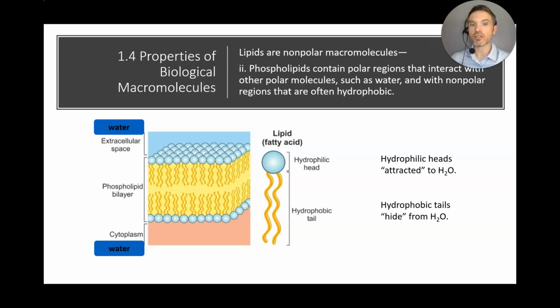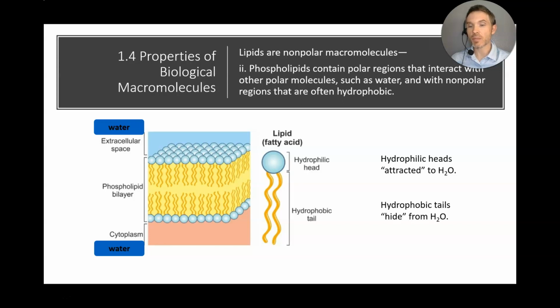Phospholipids contain polar regions that interact with other polar molecules, such as water, and nonpolar regions that are often hydrophobic. This right here is an example of a phospholipid. You notice that a phospholipid has a hydrophilic head. Hydrophilic means attracted to water. So that end of this molecule wants to come in contact with water. The other end, the 2 tails of our phospholipid, are hydrophobic and want to hide away from water. So what that results in is the unique properties of this molecule. When you have a collection of these phospholipids, they have the propensity to form a phospholipid bilayer, and that's shown on the left-hand side of the slide there.